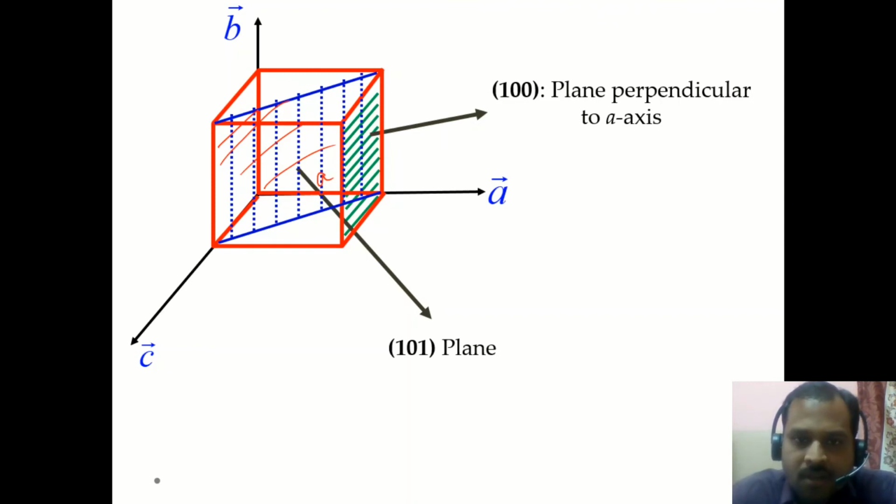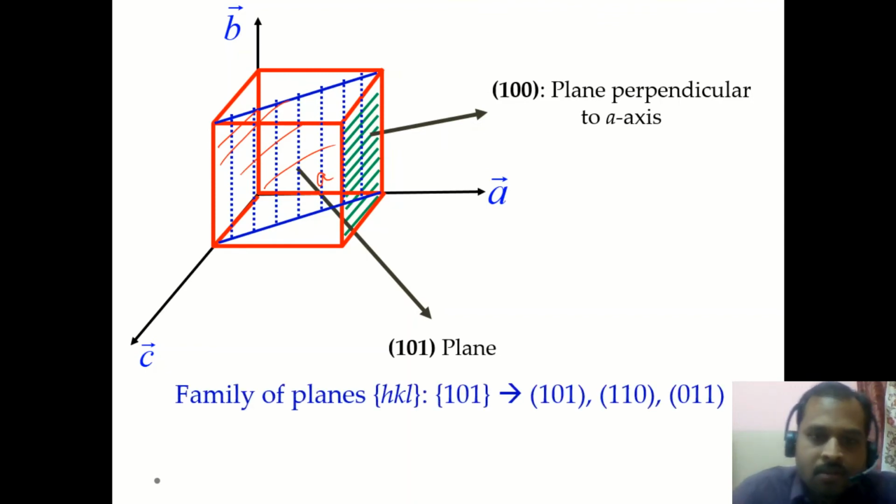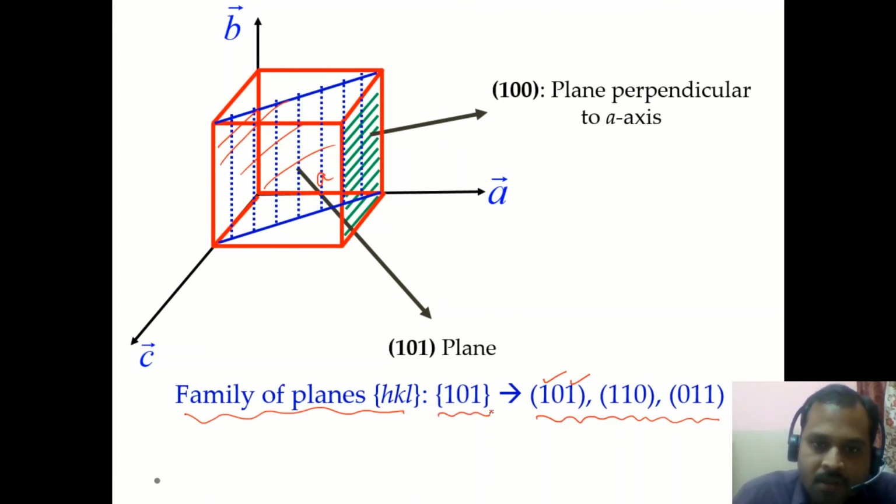Let us look at another notation. If you have a family of planes, for example 101, 110, 011, there are two 1s and one 0 in all these cases. So this family of planes can be denoted using the curly bracket, {1 0 1} or {0 1 1}, anything you can write, but it should be written inside the curly bracket, and it represents the family of planes corresponding to (101), (110) and (011).